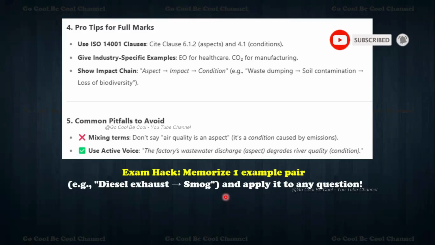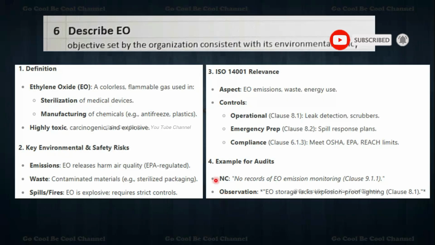Okay my dear friends, now moving to the next one. Describe EO, ethylene oxide. They will generally ask for the EO, what is to be done for this EO. So EO: objective set by the organization consistent with its environmental policy. If it is 2 marks, okay, I have written it like this, but first you have to understand the definition.